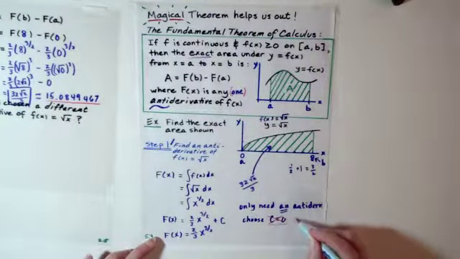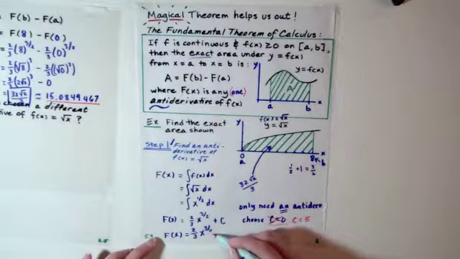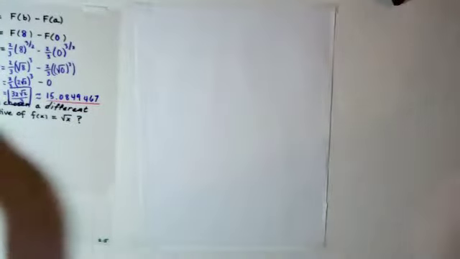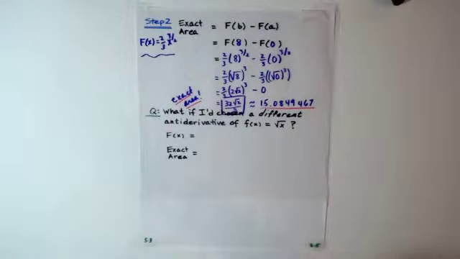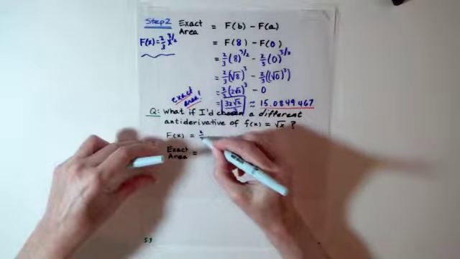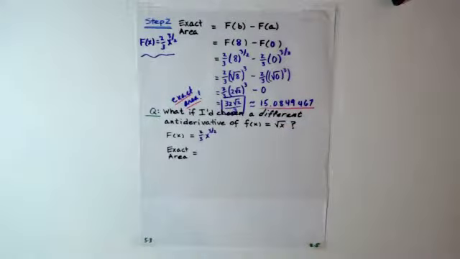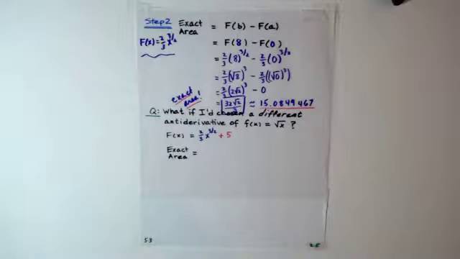What if I chose instead something like c equals, I don't know, 5? So that now the antiderivative I'm choosing, capital F of x, is 2/3 x to the 3/2 plus 5. Let's see what happens, and I'll show you that it doesn't really matter. You'll get exactly the same value for the area under the curve if you choose a different antiderivative. So now I'm going to choose 2/3 x to the 3/2, but instead of adding 0 onto that, I'm going to add 5 onto that, and I'll just put the plus 5 in red.